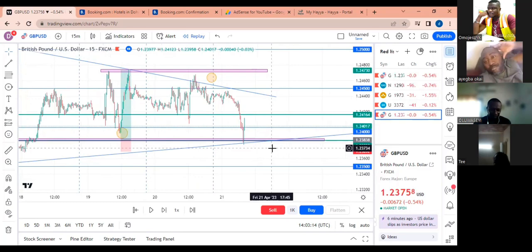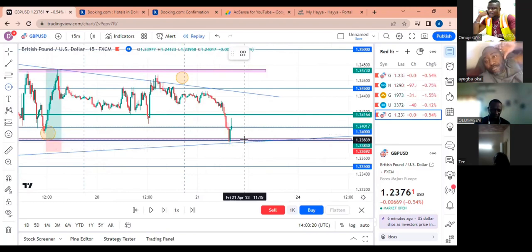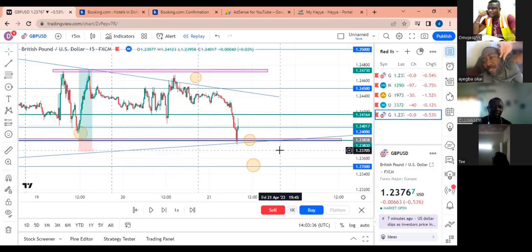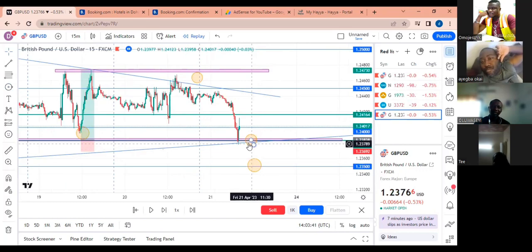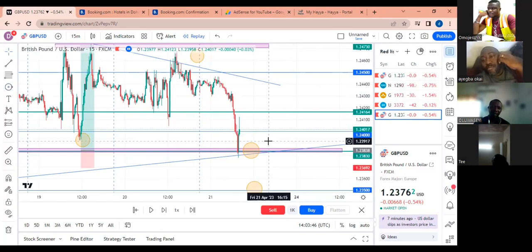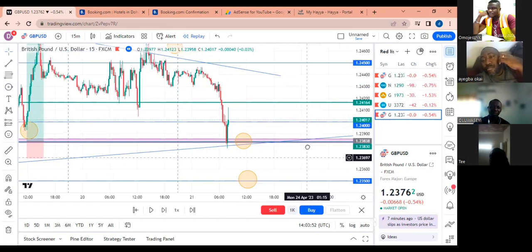I'll be waiting for the second leg to come back here. If the second leg comes back here, I'm not going to enter the market. I'll still be waiting to see the reaction of the market, at two points, here and here. That is why it's not good to jump into the trade. If the market comes back, fine, I'm going to take it. If it doesn't come back, then it's not my trade. So let's see what eventually happened.